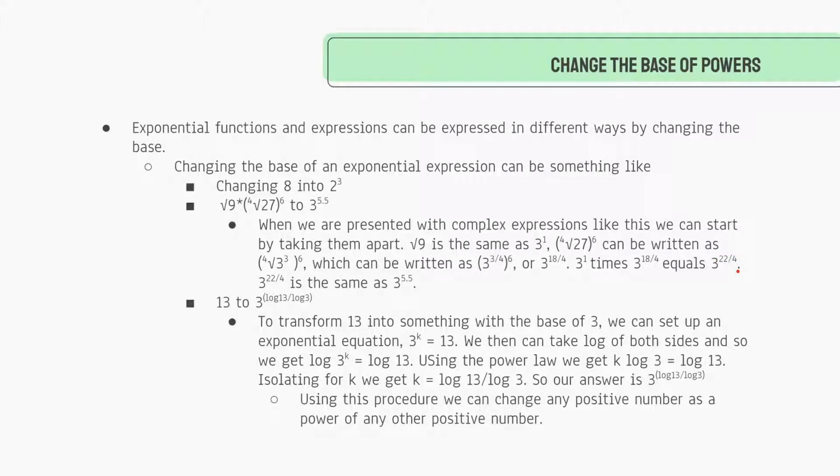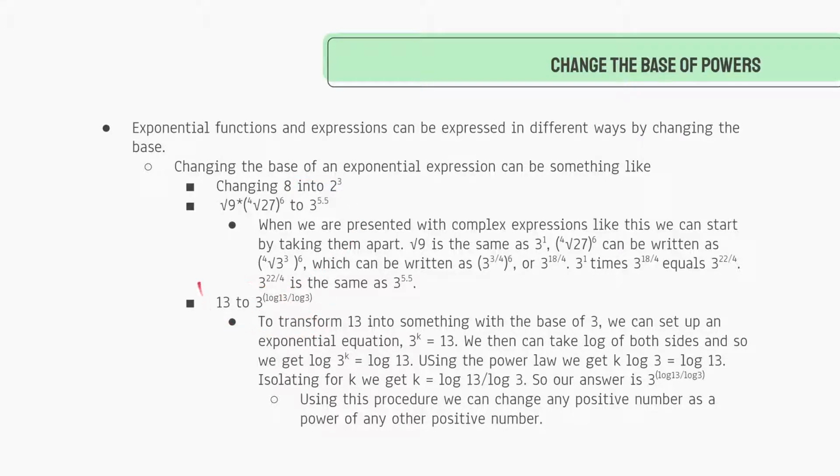From here, I personally don't like working with fractions, so I changed the fraction into a decimal, which is 5.5. So we went from here all the way to 3 to the power of 5.5. As you can see, it takes some time, but it will make our life a whole lot easier, as it is much simpler to work with something of a base of 3 rather than the square root of 9 times the fourth root of 27, all to the power of 6.